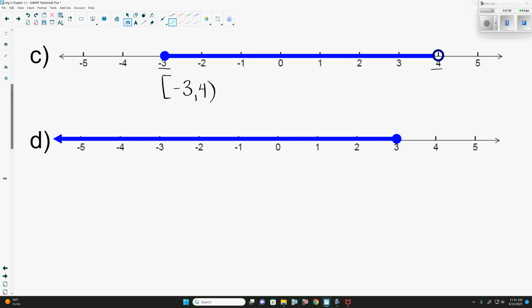So which one would we list first? Negative. So which one's going to be smaller, negative infinity or 3? Because it's a massive negative number, it's smaller than 3, so it would go first. Which one has the bracket?